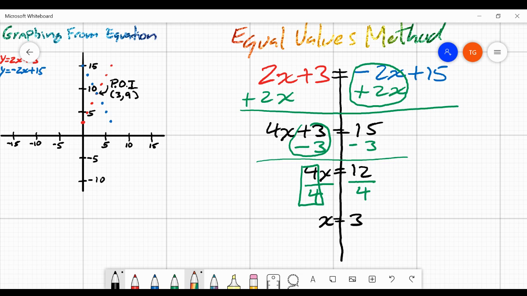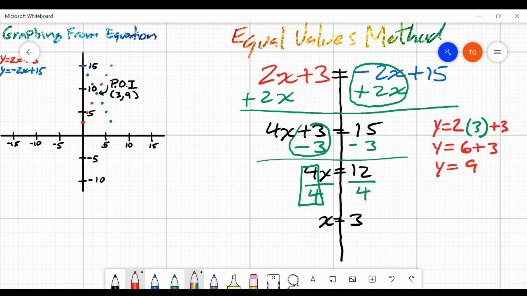To find the y value for my point of intersection, I'm going to rewrite the equation y equals 2x plus 3, but instead of x, I'm going to substitute it with my new value, 3. And so now I have y equals 6 plus 3, y equals 9.